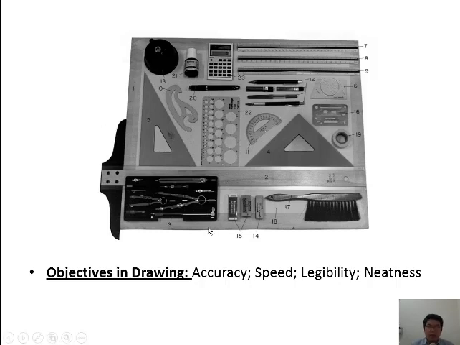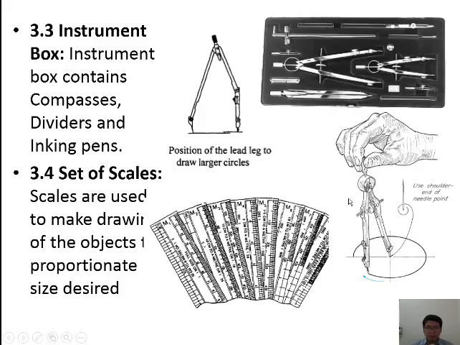The main objectives in drawing are accuracy, speed, legibility, and neatness. The drawing needs to be very accurate, made fast enough, and legible so that it can communicate to other engineers, and it must be clean and neat. So, some examples of instruments that we can use.